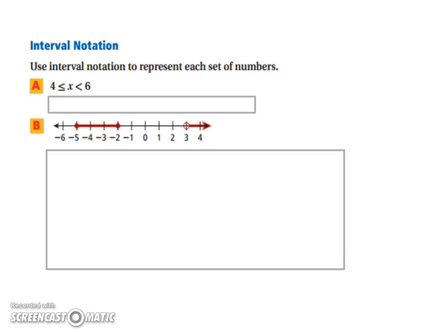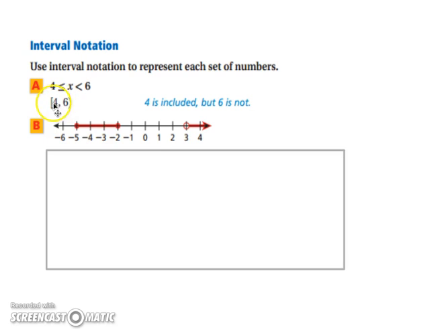Alright, so we want to use interval notation to represent each set of numbers. When you look at this inequality, you notice how you have a less than or equal to and a less than. So the symbol that goes around the 4 is going to be a brace, whereas the symbol that goes around the 6 is going to be a parenthesis, because you're including the value of 4, but not including the value of 6, just going all the way up to 6.